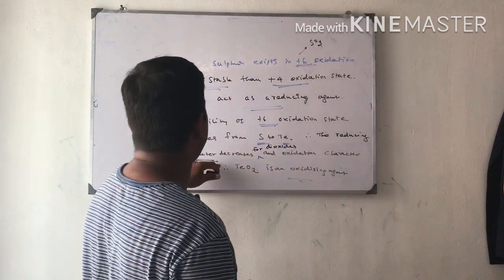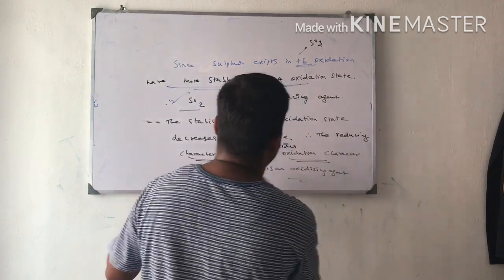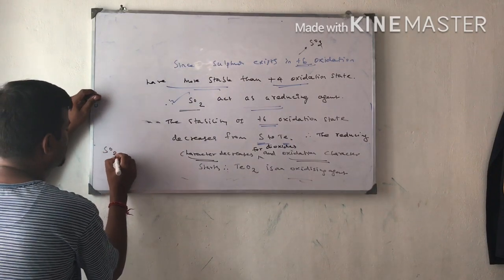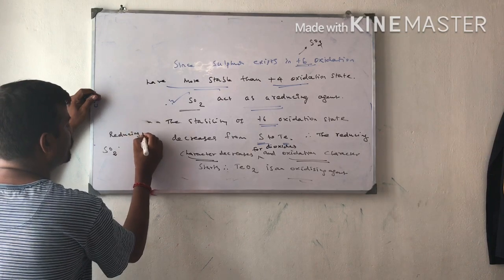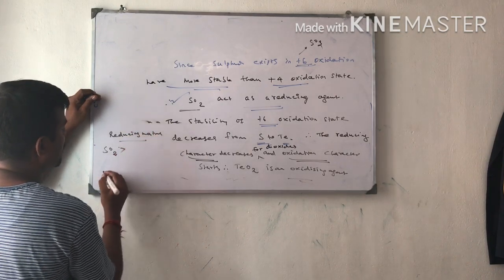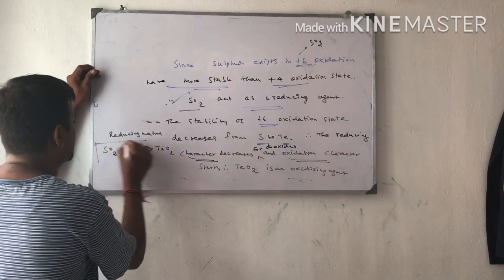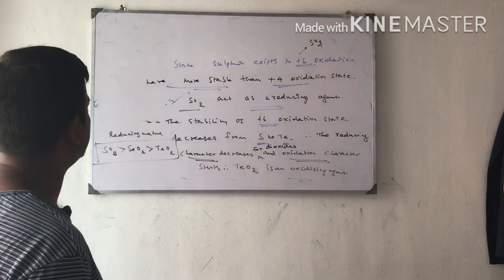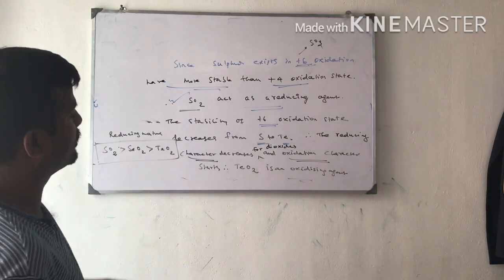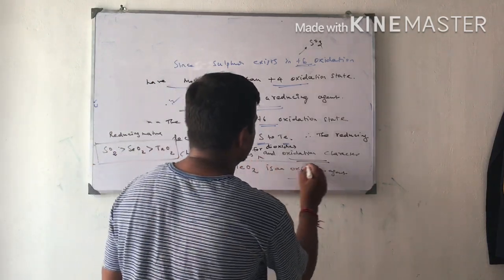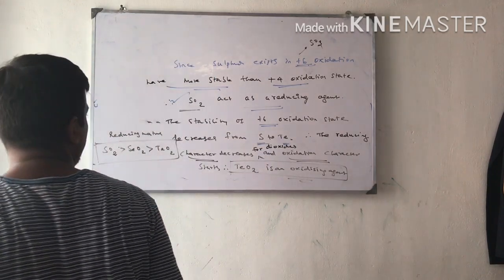The reducing nature decreases for dioxides and oxidizing character increases, which means sulfur dioxide has greater reducing nature than selenium dioxide, which is greater than tellurium dioxide. This is the case I am going to explain. The reducing nature of sulfur dioxide is greater than selenium dioxide, greater than tellurium dioxide, because size increases. Tellurium dioxide behaves as an oxidizing agent. That's the reason. This is given in the textbook.